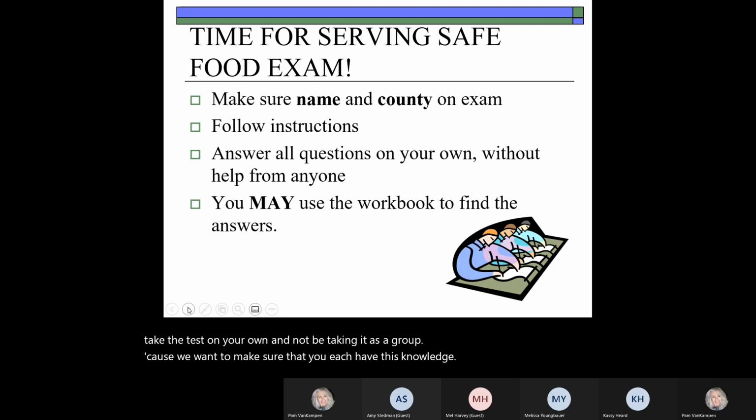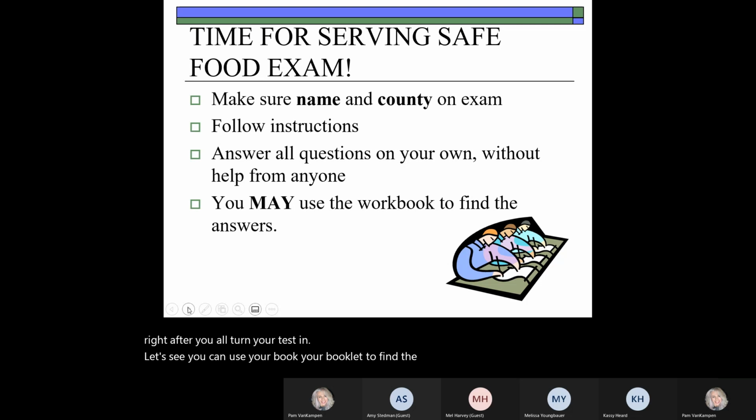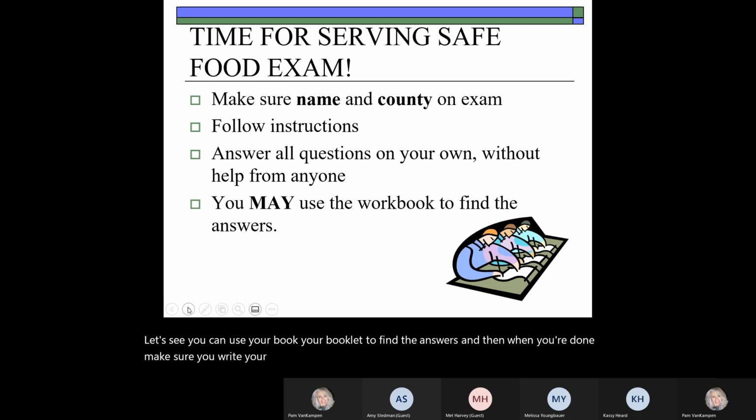And the test, after you all take it and turn it in, can be used as a nice review guide, annually, or right after you all turn your test in. Let's see. You can use your booklet to find the answers. And then when you're done, make sure you write your name and your county or tribe on the exam. That's important. Then when you're done with your exam, turn them into your nutrition director, and he or she will get them to Sarah Koenig, our state dietitian.